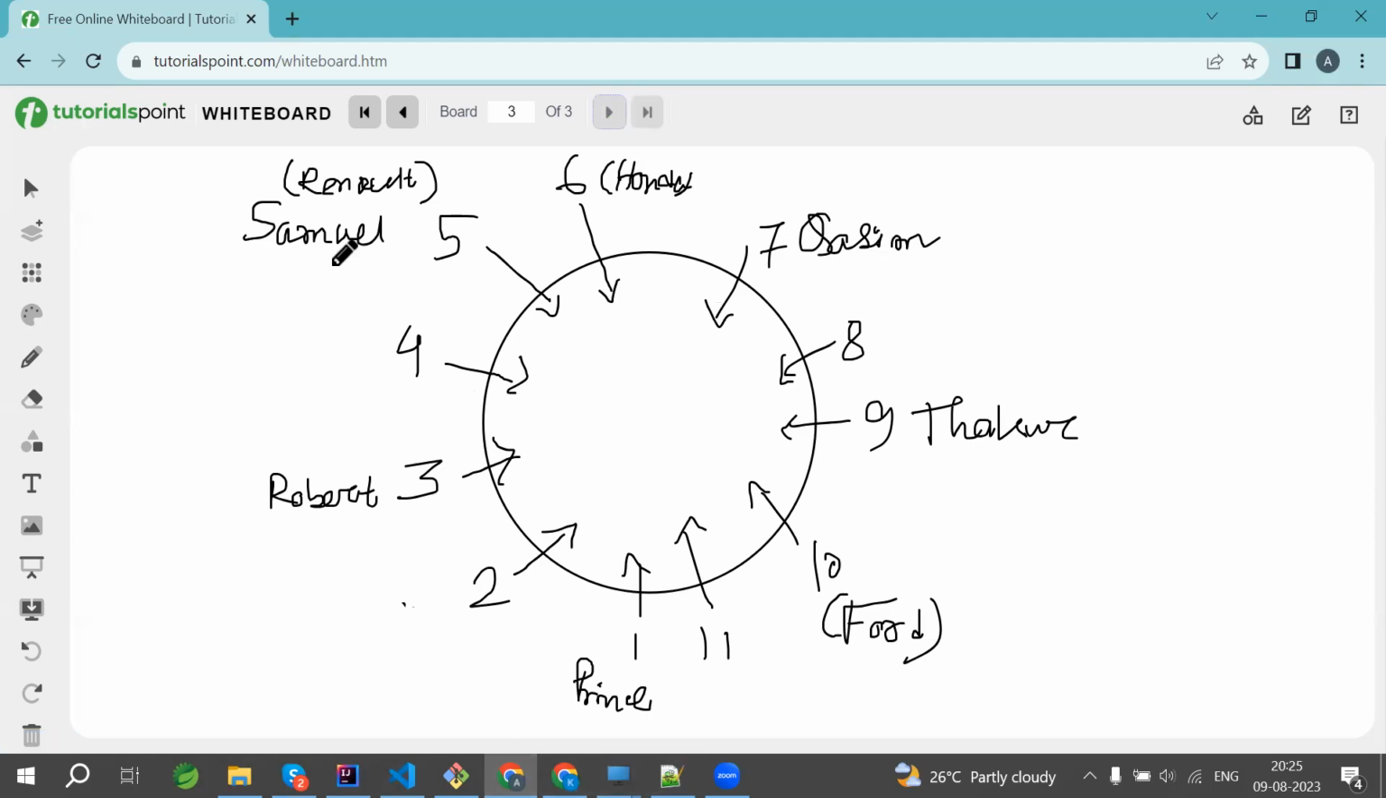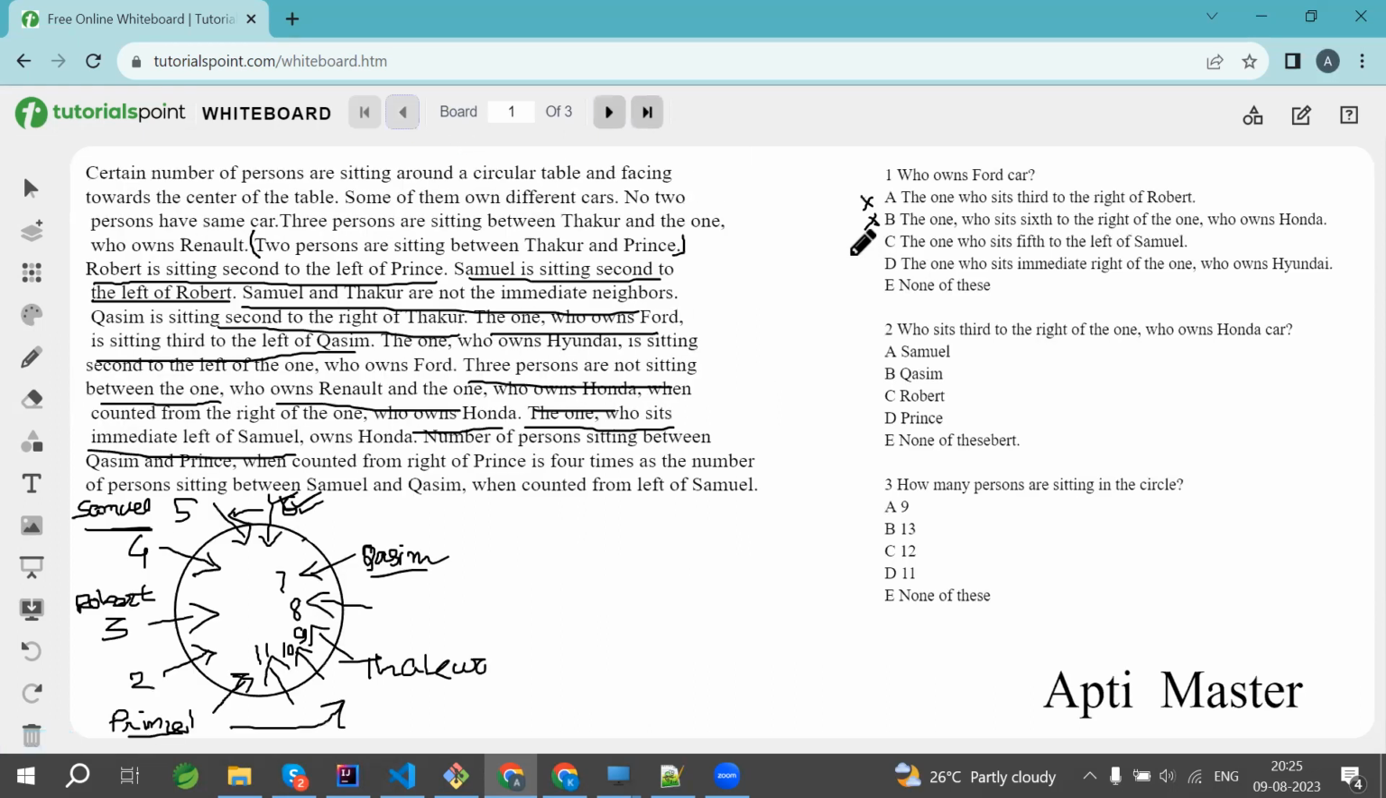Fifth to the left of the Samuel. So left position according to Samuel is this one. So 1, 2, 3, 4, 5. Yeah, these are the positions. Okay.